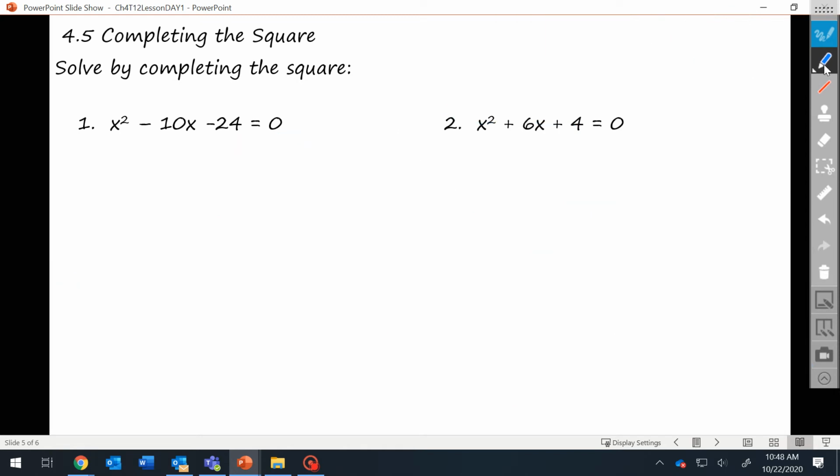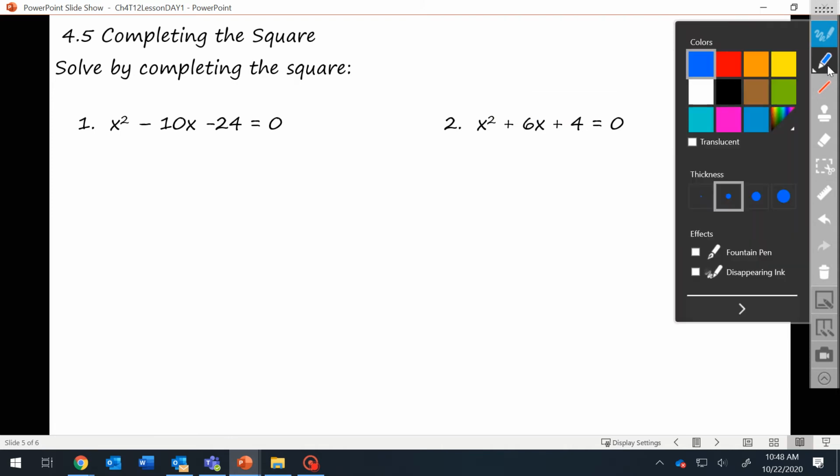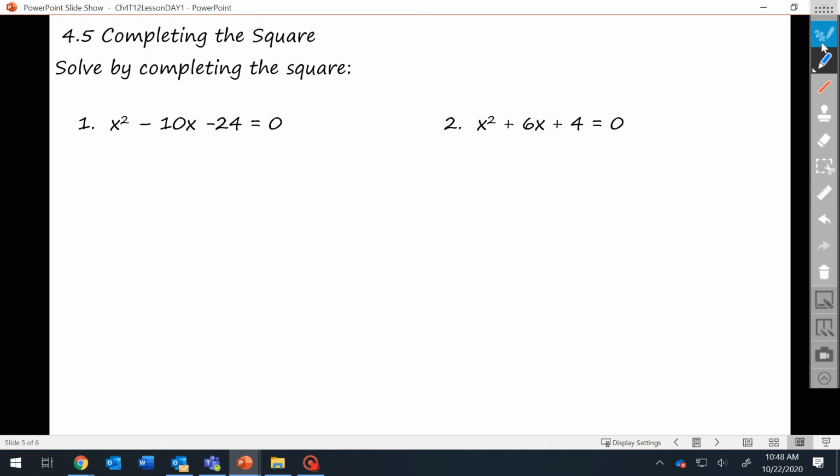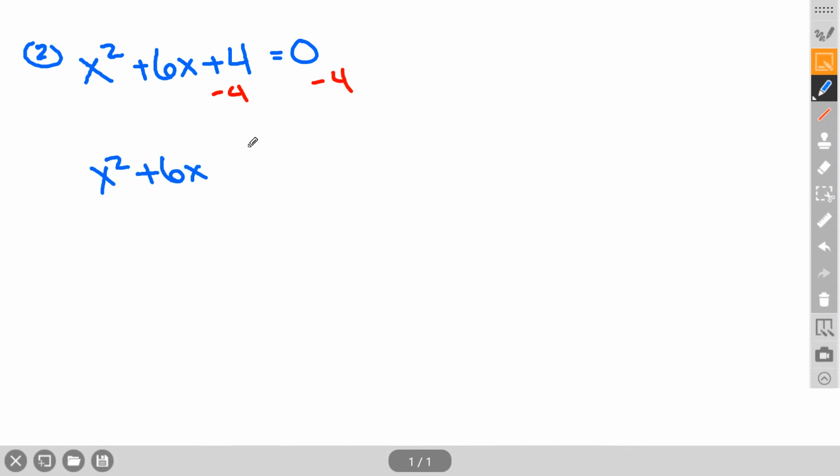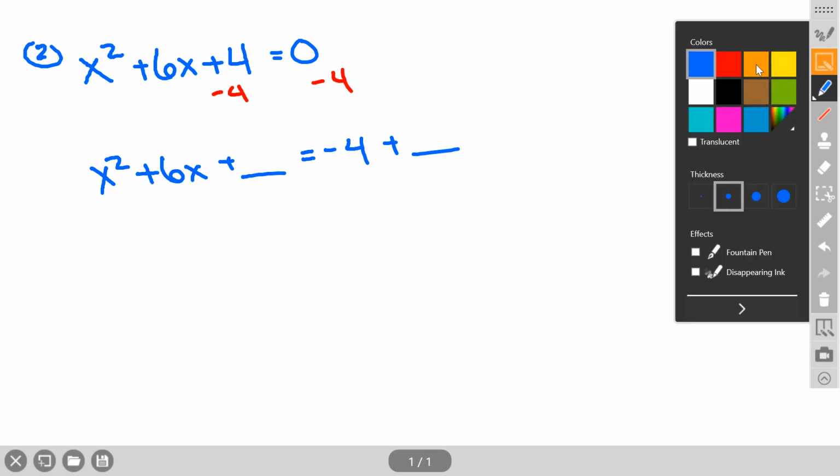Let's look at number 2. X squared plus 6x plus 4 equals 0. Alright. First of all, divide out a. Well, a is 1, so we don't need to divide out a. We do need to move the constant to the other side. So we get x squared plus 6x equals negative 4. However, remember, we're going to be adding something on both sides. So leave that little space because we want to create a perfect square on the left side.